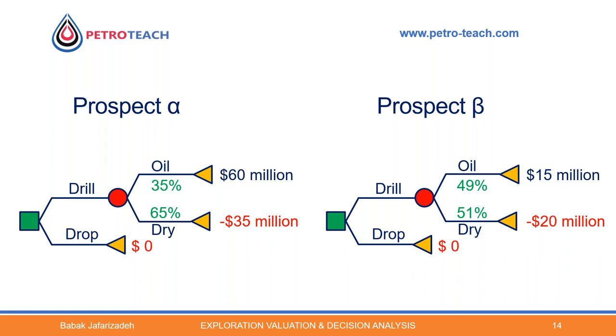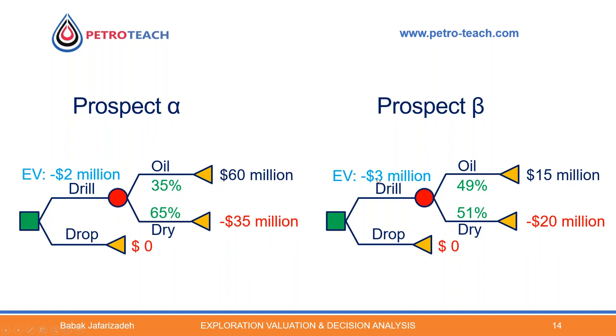I can calculate the expected value for each course of action. The value for walking away is simple. You spend nothing and you gain nothing. For drilling is the expected value that we discussed, so probabilities multiplied by the outcomes. The expected values for drilling prospect alpha is minus $2 million and for prospect beta is minus $3 million.